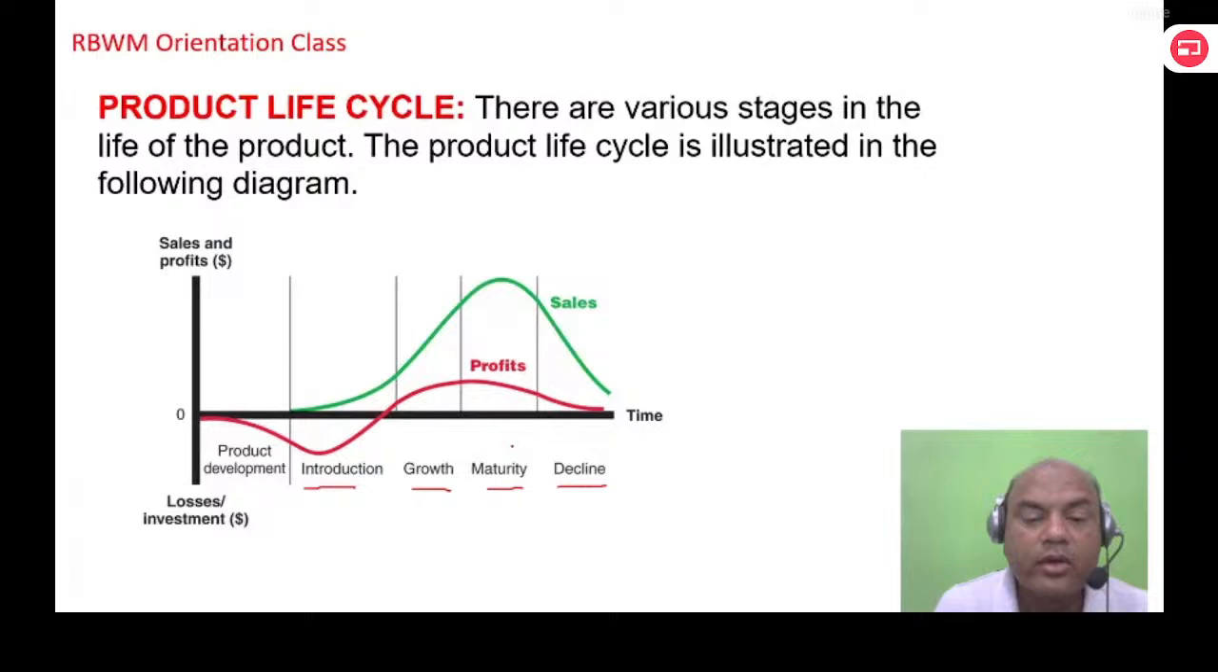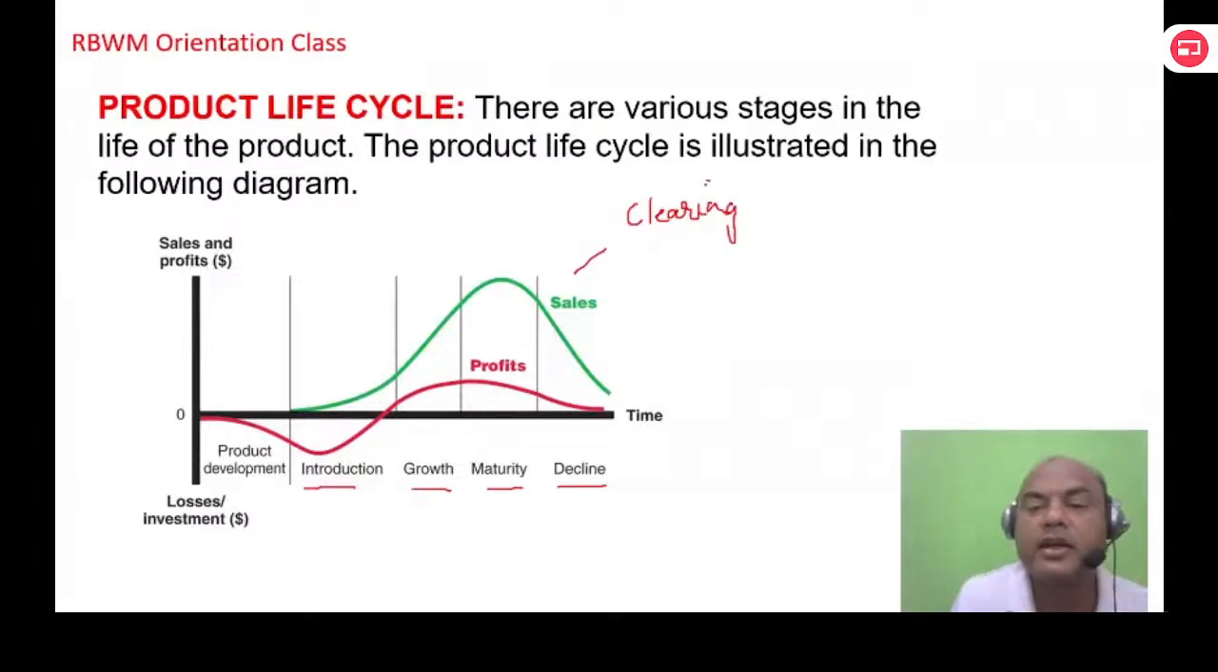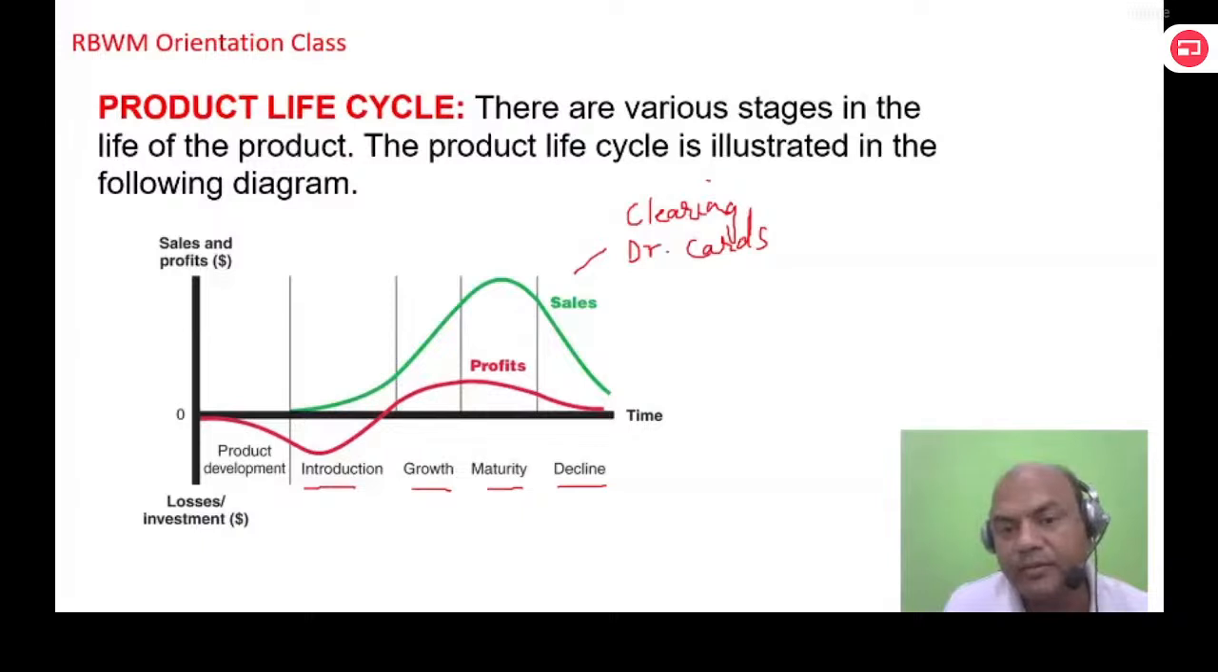Okay. For example, let's say, who can give me an example of regular products? See here, I'll give you a few examples which are going towards decline now. Clearing is going towards declining. Debit cards are going towards decline now because all of us are using UPI, right? So these are 2 examples of decline.